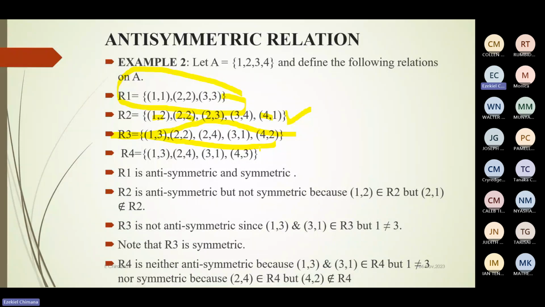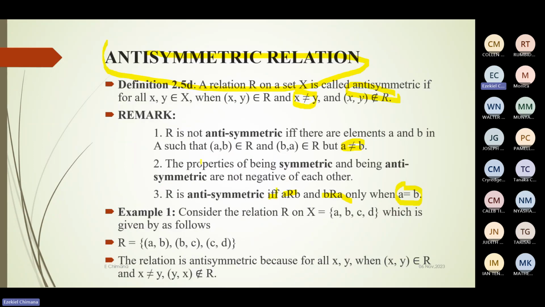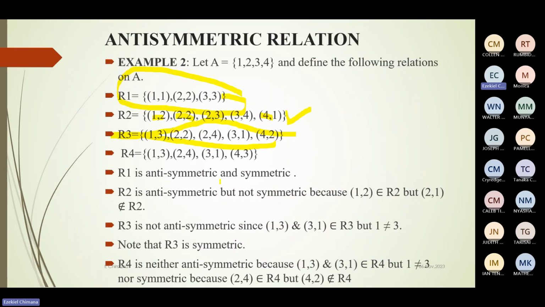Okay. So in other words, R1 was both antisymmetric and symmetric. I'm just trying to clarify this point, which says the properties of being symmetric and being antisymmetric are not negatives of each other; it's not the opposite way. R1 was both antisymmetric and symmetric at the same time. R2 is antisymmetric but not symmetric, and R3 is not antisymmetric, but it is symmetric. What about R4?